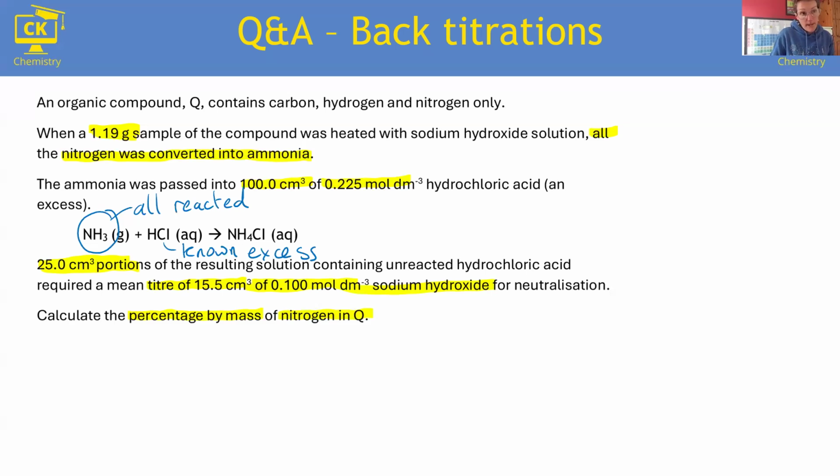So let's work that out. I'm going to work backwards. I'll always start with the last piece of information. The last piece of information is the sodium hydroxide. So I can work out definitely the moles of sodium hydroxide. 15.5 divided by 1,000 times 0.1 is 1.55 times 10 to the minus 3 moles.